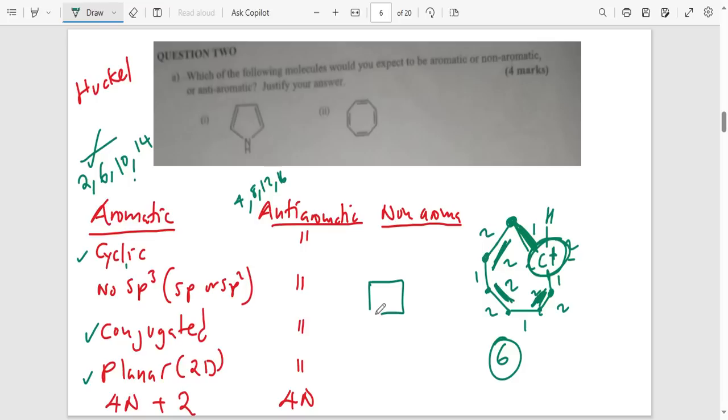The last example I'm going to give here, let's say I've got something like this. There's a negative charge here, a negative charge here.